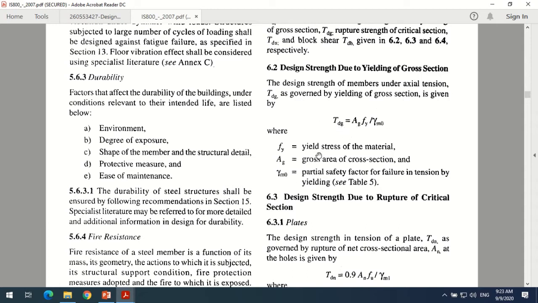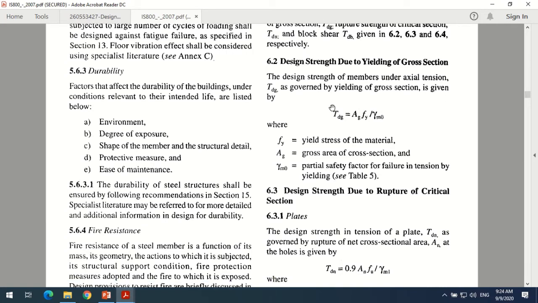AG is the gross area, Fy the yield stress of the material, that is the steel, and gamma m naught, factor of safety for yielding criteria. Okay, so we can get this gamma m naught from our IS 800, which is 1.1. Okay, AG the gross cross sectional area of the angle. Okay, we can obtain this from the steel table. Okay, gross area and yield stress, depending on what is the grade of steel, we can get this yield stress. So this is the TDG or the yield strength value of the member, design which is governed by yielding of the gross cross section.